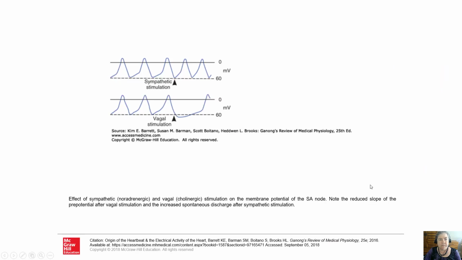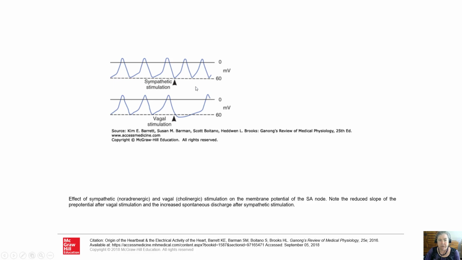When you get sympathetic stimulation, that can be norepinephrine through sympathetic fibers, or vagal stimulation, which would be acetylcholine from the vagus nerve, you get changes in heart rate. So sympathetic stimulation speeds up the action of the sinus node, and vagal stimulation slows it down. And as you can see here, it's a change in the slope of that potential that is bringing the membrane potential from its equilibrium potential to threshold, allowing for an action potential.